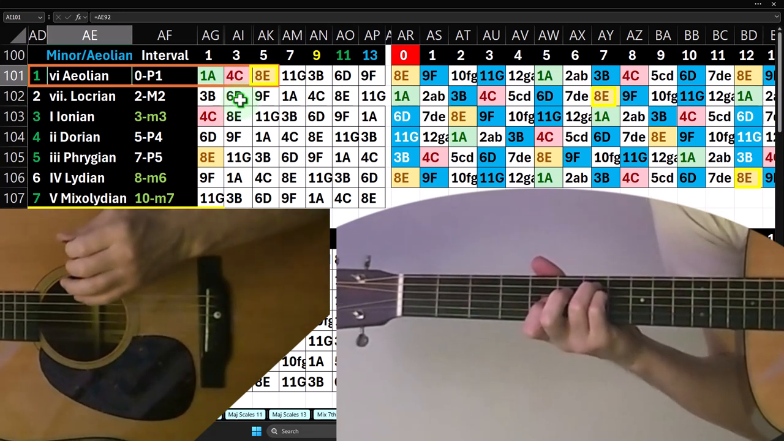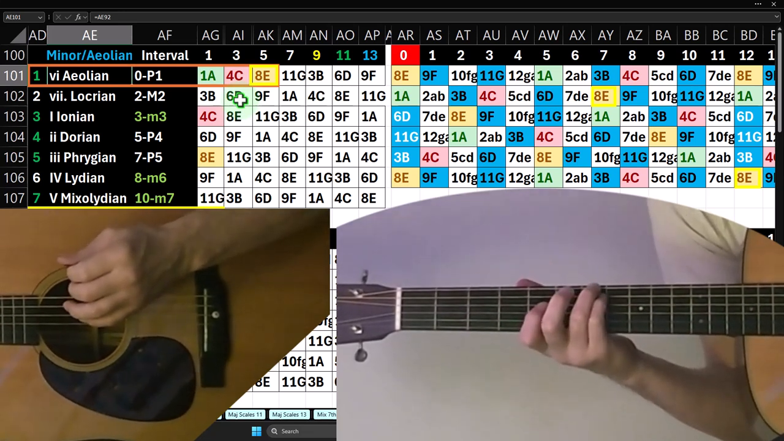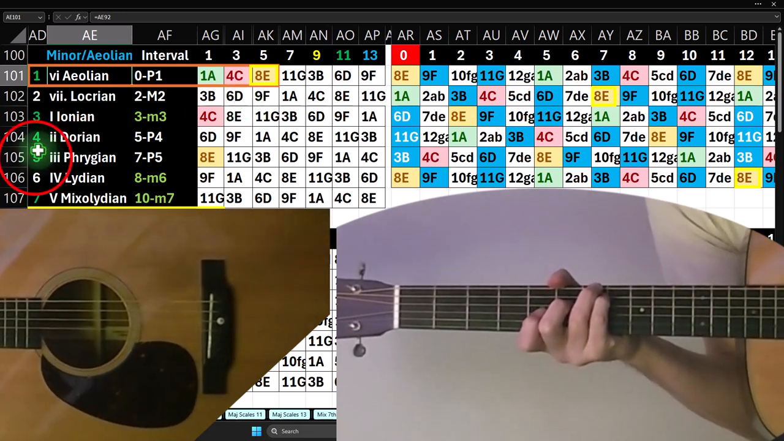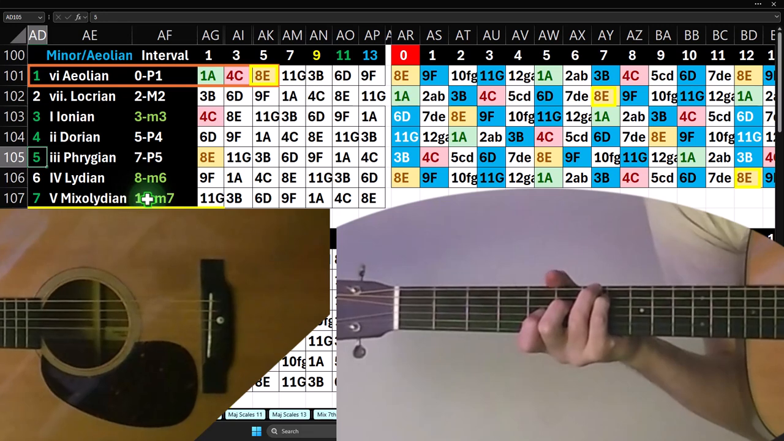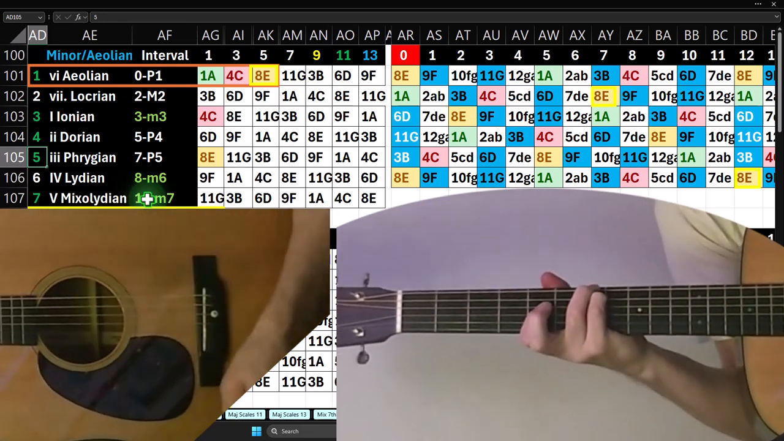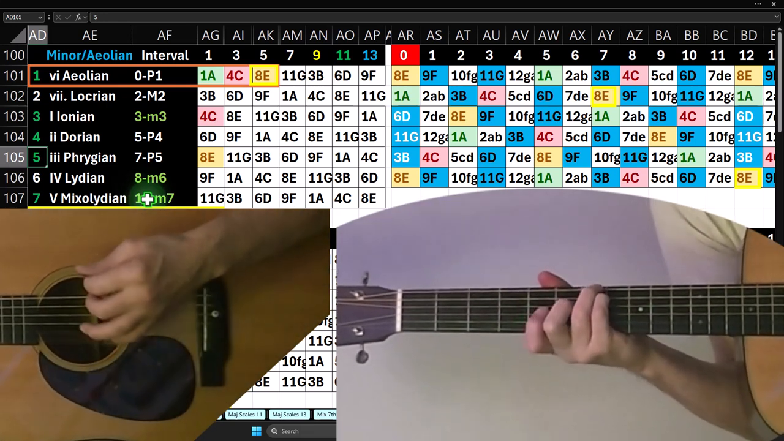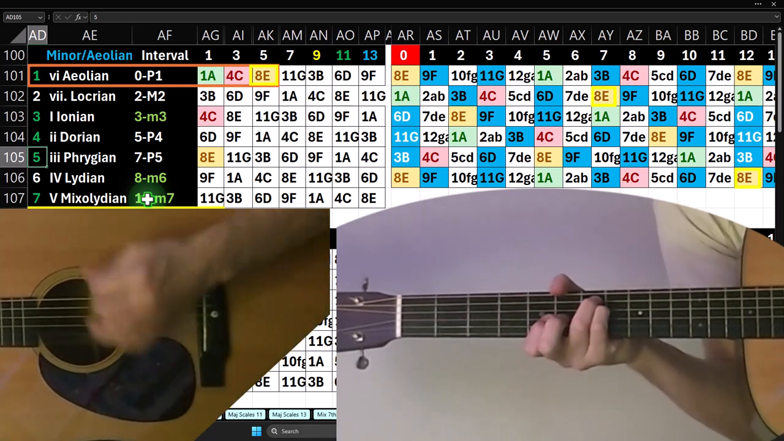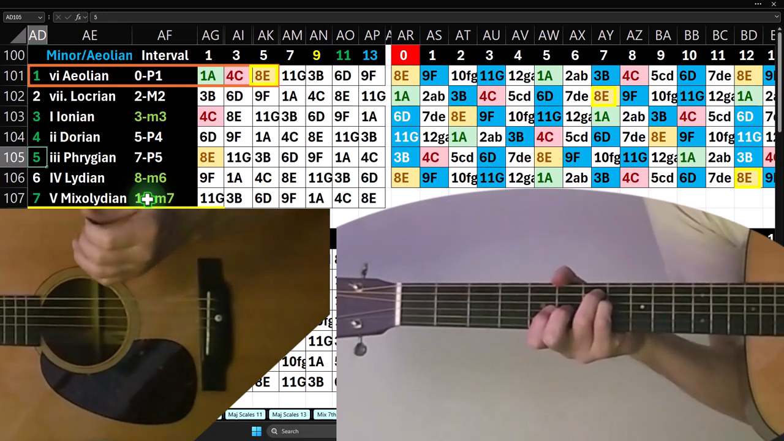But the common way to do that is to say, well, I'm going to play the relative five, but instead of playing an E minor, I'm going to turn it into a major. So I could do it like that. I like putting my finger down. So that's quite common in a 1-4-5 shuffle too.